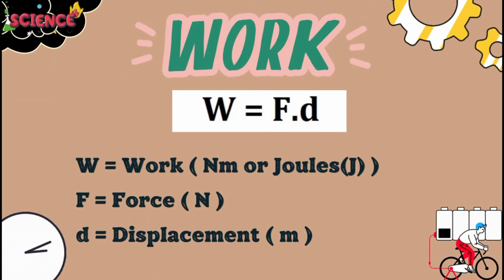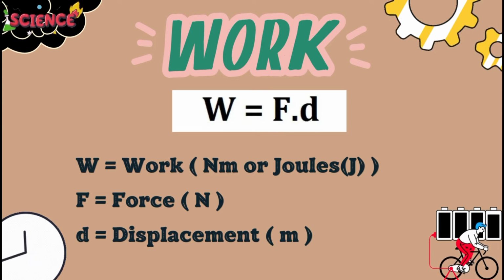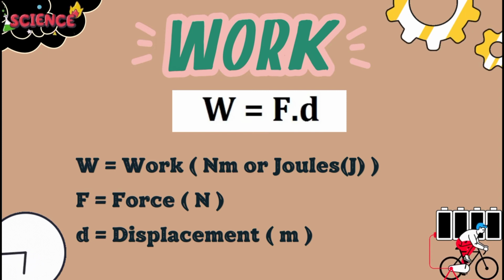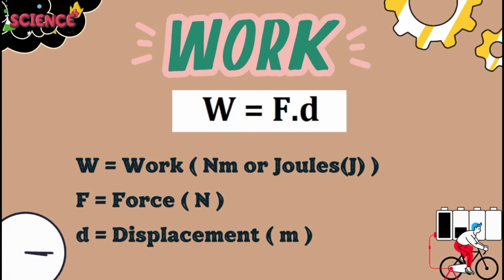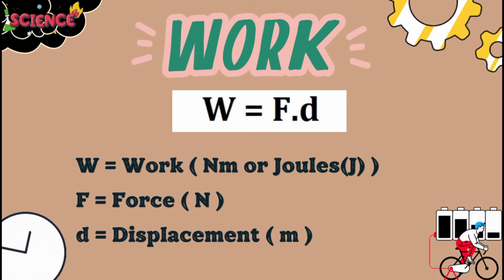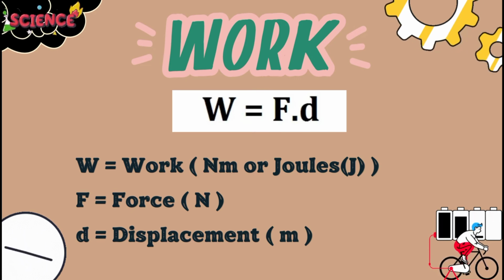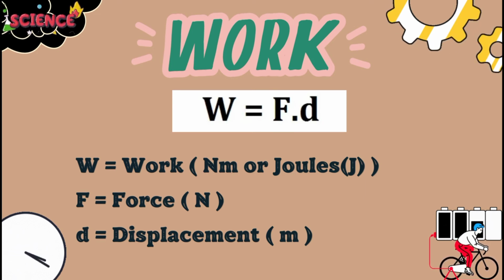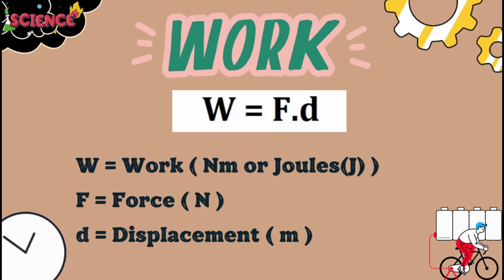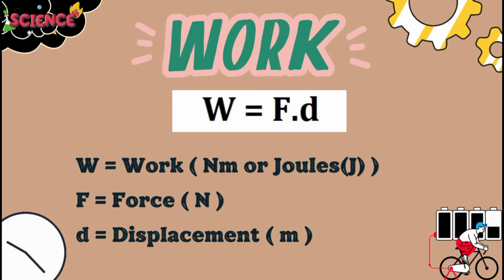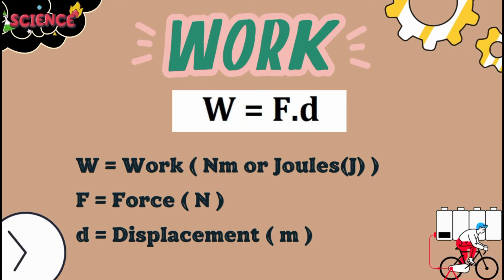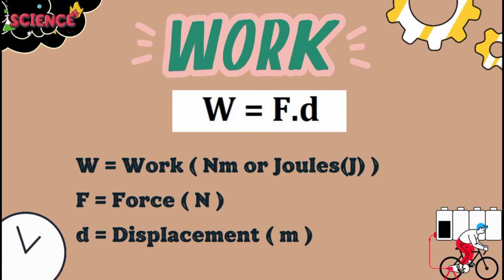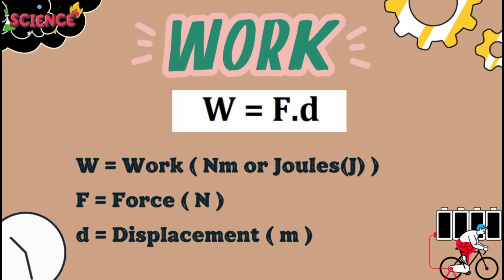And to familiarize with the different letters in our work formula, first, the capital W is work, which is always expressed in Nm or Newton meter, or in capital letter J, the joule. Letter F stands for force, which is always expressed in capital letter N, or Newton. And letter d is the value of our displacement, which is always expressed in small letter m, meters.